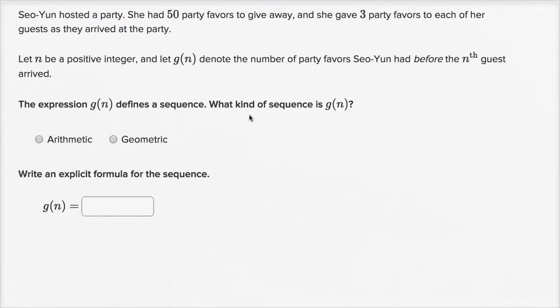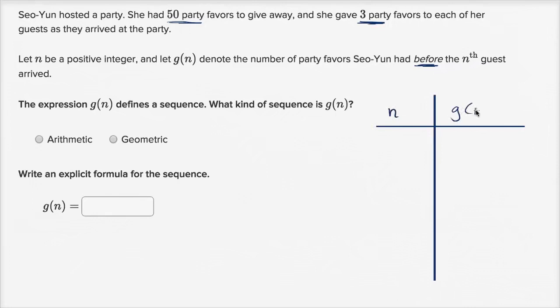All right. So this says, Siu Yun hosted a party. She had 50 party favors to give away, and she gave away 3 party favors to each of her guests as they arrived at the party. Let n be a positive integer, and let g of n denote the number of party favors Siu Yun had before the nth guest arrived. All right, actually, before I even look at these questions, let me make a table here, because they're saying before the nth guest. I want to make sure I'm understanding this properly. So this is n, and then this is going to be g of n right over here.